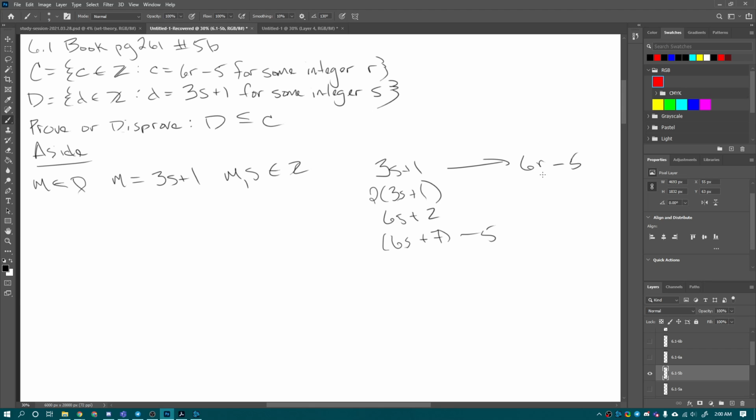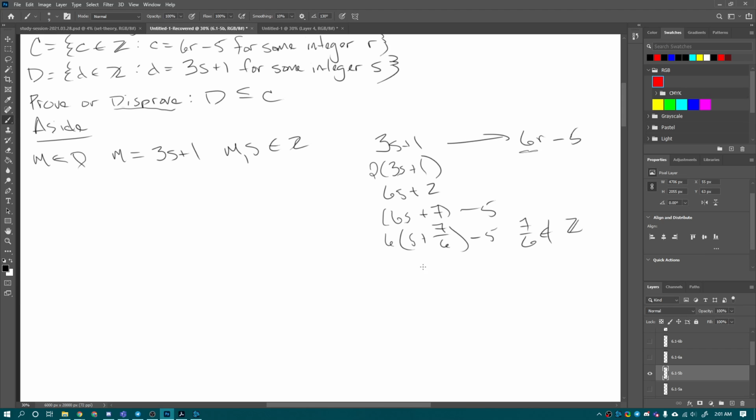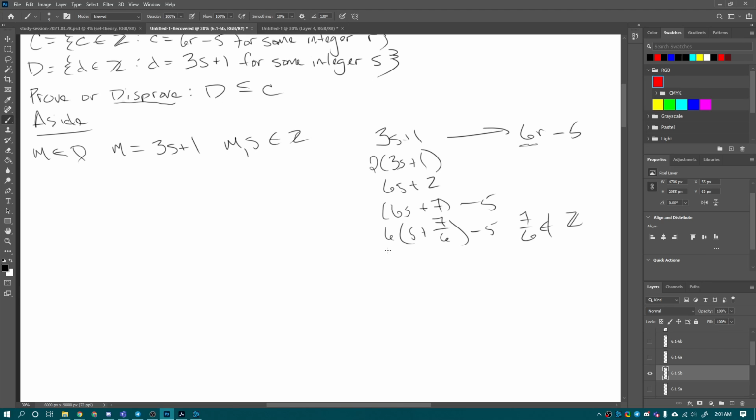And now I ask the question, can I factor out a 6, which is this number here, from inside the parentheses? Well, I cannot without making it not an integer, right? So it would be 6 times s plus 7 over 6 minus 5. But 7 over 6 is not an integer. So this statement is false. We're going to be disproving it. Okay? So how we're going to disprove it is we're going to find a counterexample.